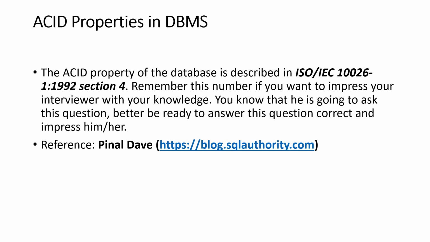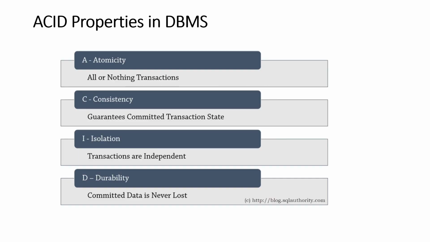So at last, through this diagram, you can also understand the ACID properties. A is for atomicity, all or nothing transaction. The concept is all or nothing transaction. C is for consistency, and the concept is it guarantees committed transaction state. The third is isolation, I for isolation, and it means that transactions are independent. And D is for durability, it means that committed data is never lost, even if the server restarts or a power or system restart happens. Okay, so I hope you understand the concept of ACID properties.